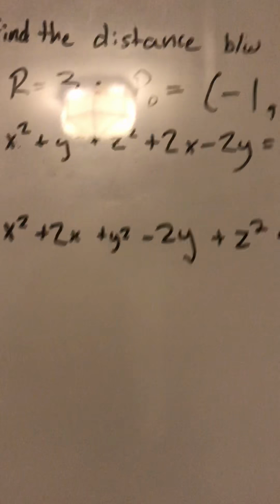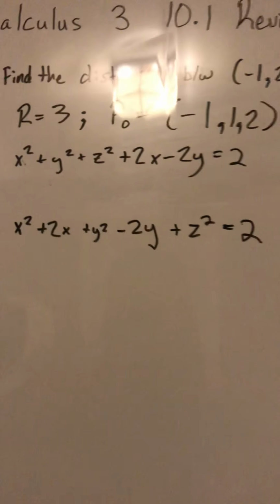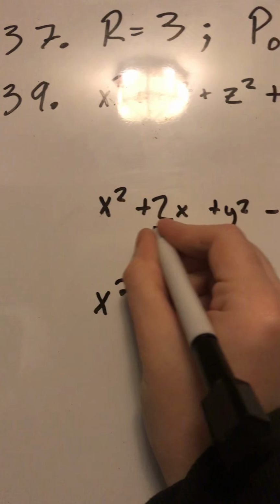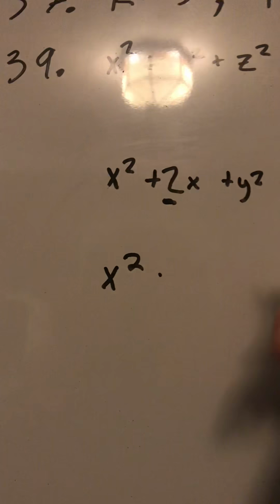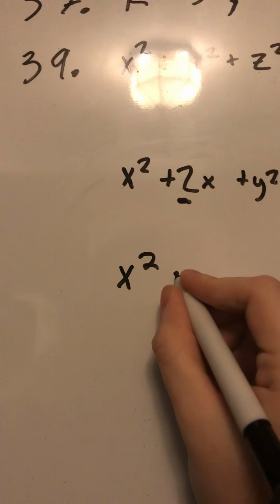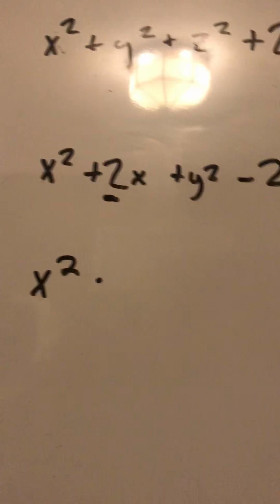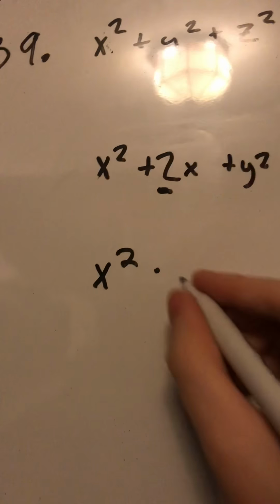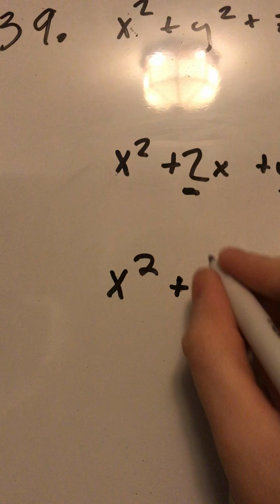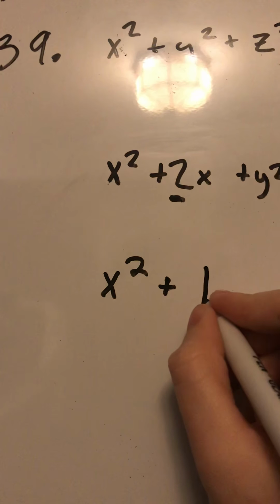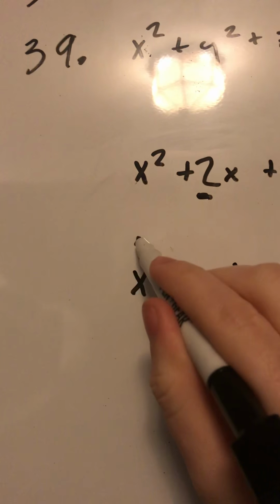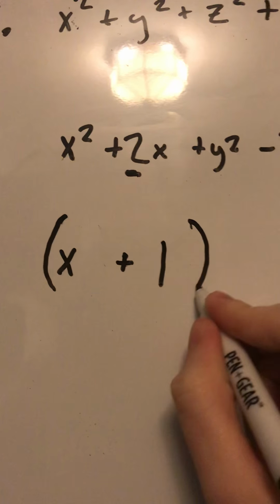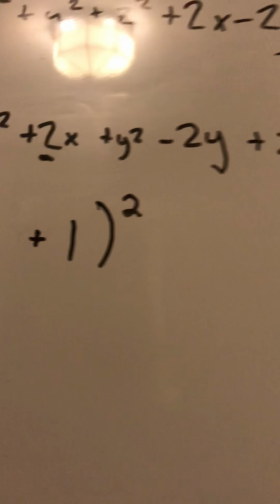And from here is where we're going to be doing our completing the square. To complete the square, you take half of your middle value, which right here is 2, and half of that is 1. So we have x squared plus half of 2, 1 squared. Well, our x squared is going to go away, and this is going to be put into parentheses.